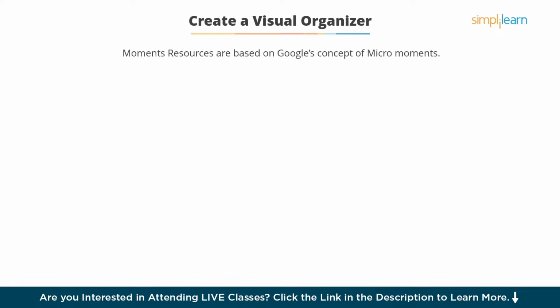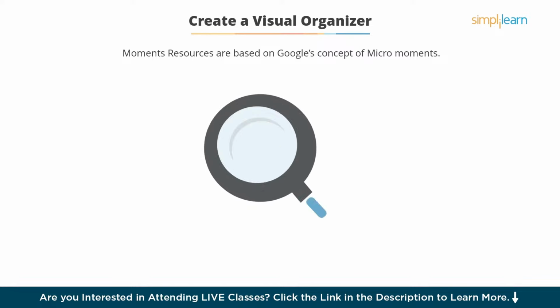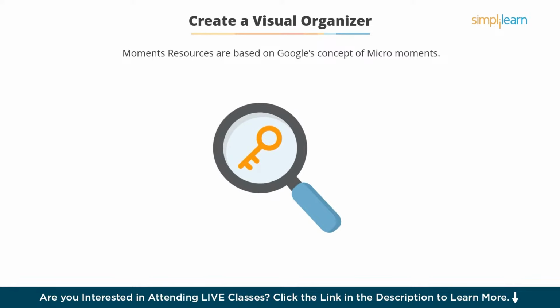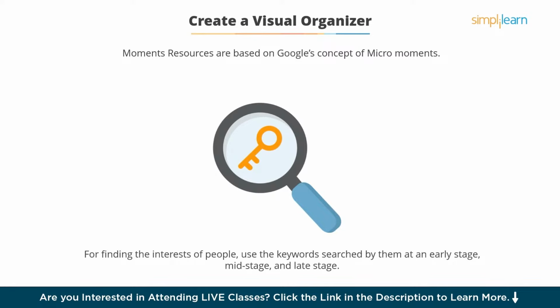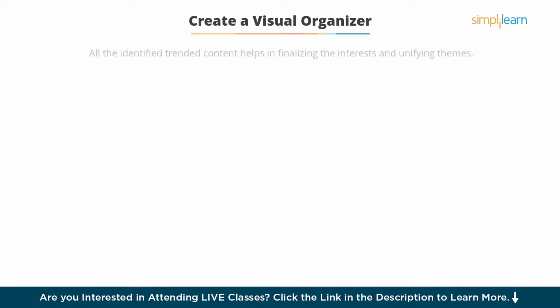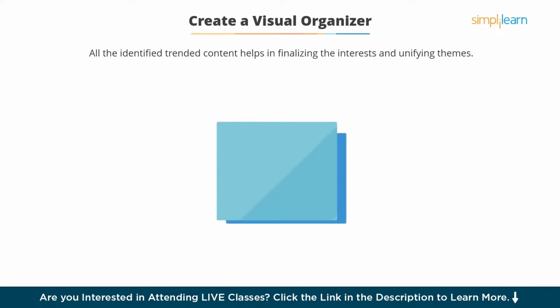The final column is called Moments Resources. This is based on Google's concept of micro-moments. Micro-moments are short periods of time, typically less than 90 seconds, when people search for something because they're inspired. So I look at the keywords to see what early stage, mid stage, and late stage keywords people would be using around each topic.